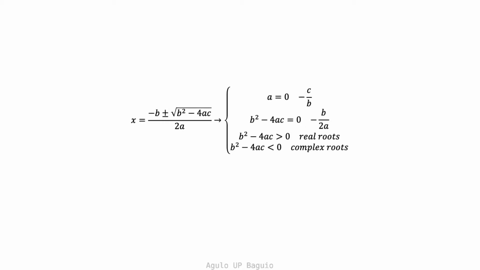Case 2 is when the discriminant is equal to 0. This immediately means that the solution is x equals negative b over 2a. Case 3 is when the discriminant is positive. This implies that there are 2 roots and both roots are real. Case 4 is when the discriminant is negative. This implies that there are also 2 roots and that both roots are complex. At this point, it is already apparent that we need a specific command or function or set of commands or functions to cover all these cases.